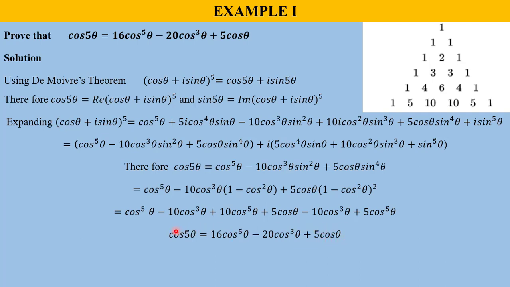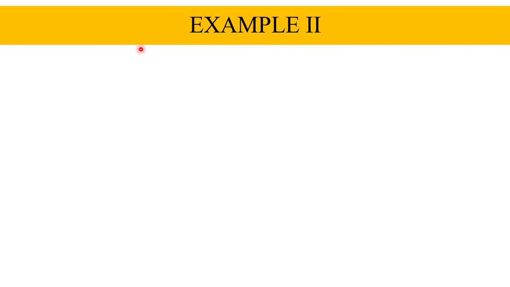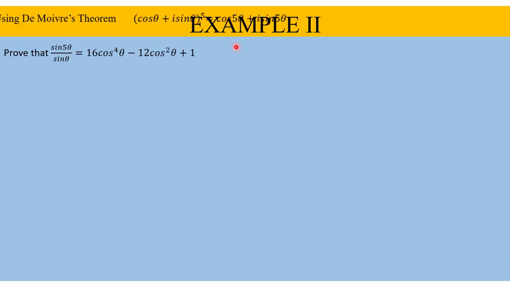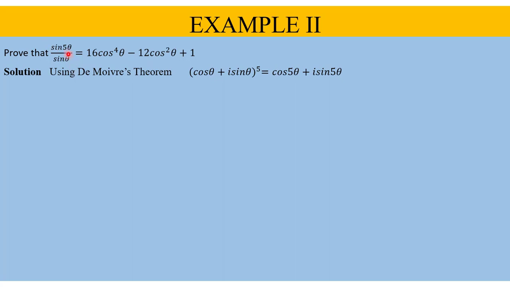So this is how we can use De Moivre's theorem to prove this trigonometric identity of cos 5 theta. And let's look at example 2. We are required to prove that sin 5 theta over sin theta is equal to 16 cos power 4 theta minus 12 cos squared theta plus 1.